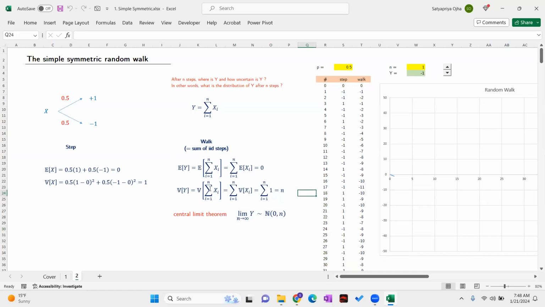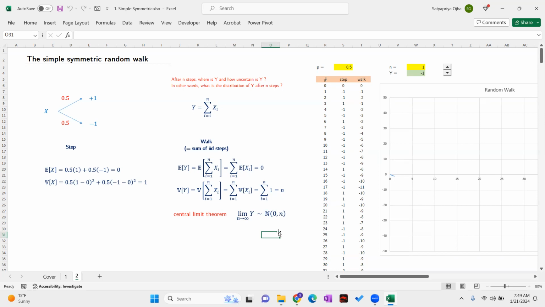If you take a sufficiently large number of steps, n tends to infinity, then magically you can impose this normal distribution. In these two equations, I have not imposed any distribution, just the expectation and variance. But if you take a large number of steps, thanks to the central limit theorem, you can say that y follows a normal distribution. Mean and variance we already calculated, so that remains as is. That's the theory.